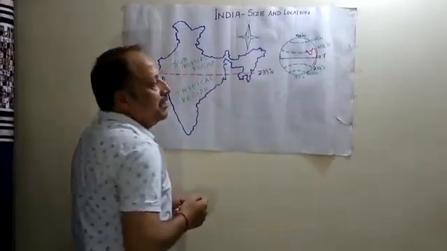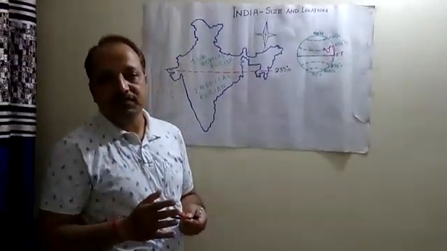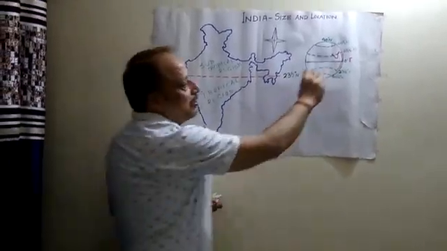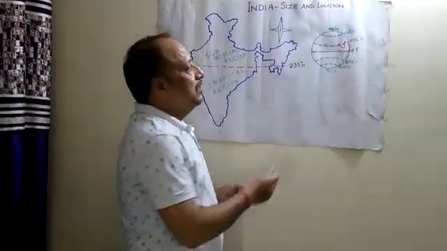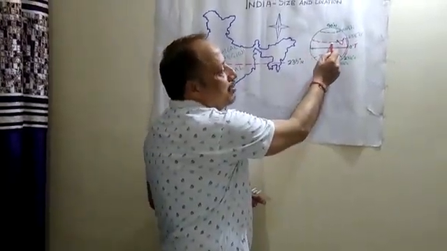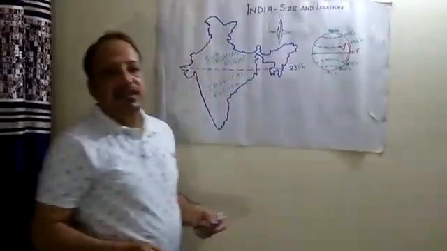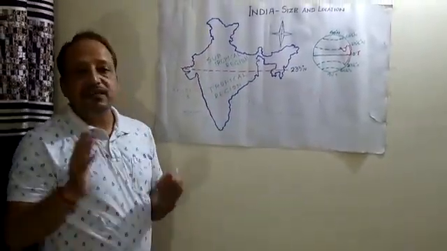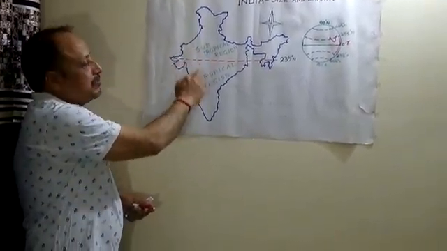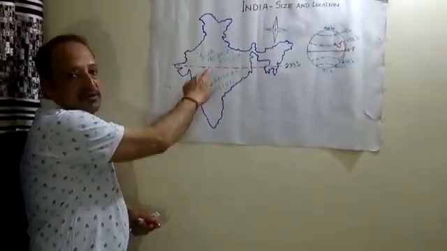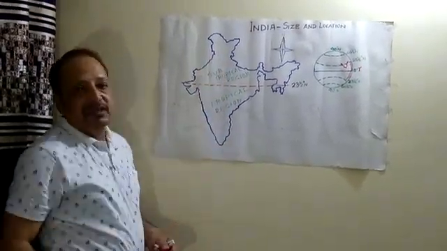And tropical region means it remains warm throughout the year. It is called tropical because the apparent position of the sun remains from the Tropic of Cancer to the Tropic of Capricorn. So you should remember that India lies in the tropical region. As I told you in the beginning, the tropical region is south of the Tropic of Cancer, and north of it is called the subtropical region.